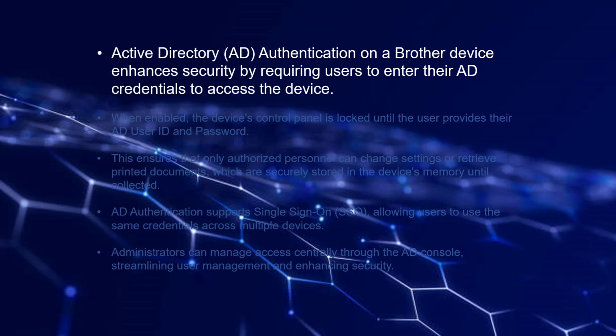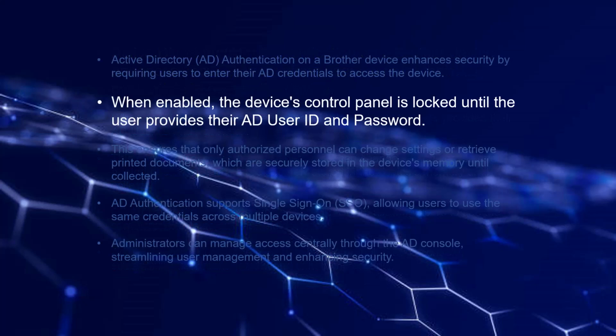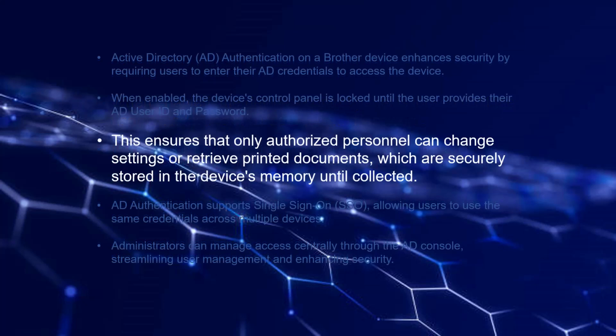Active Directory authentication on a Brother device enhances security by requiring users to enter their AD credentials to access the device. When enabled, the device's control panel is locked until the user provides their AD user ID and password. This ensures that only authorised personnel can change settings or retrieve printed documents which are securely stored in the device's memory until collected.